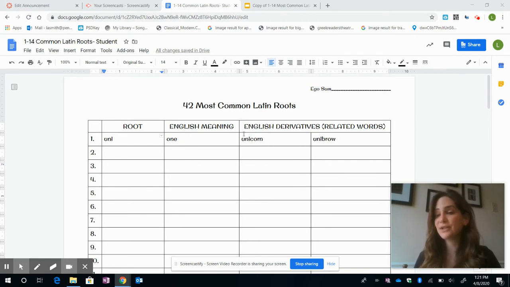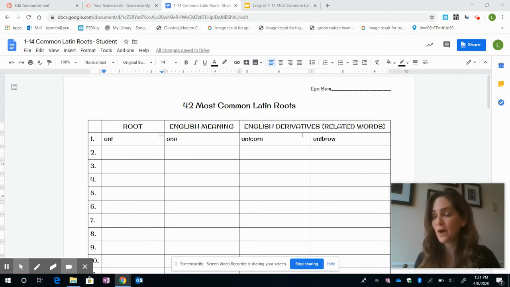What I'm going to do today is discuss what roots are, as well as give you the first Latin root. But I wanted to discuss how you will be filling out that worksheet. The worksheet is divided up into parts, into the root of the day, the English meaning of that root, and English derivatives or words that come from that root.